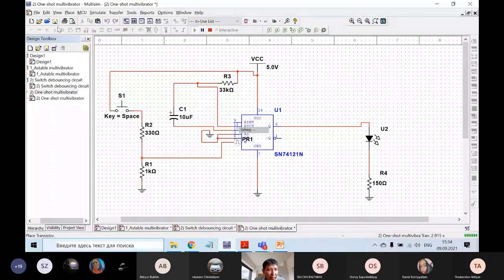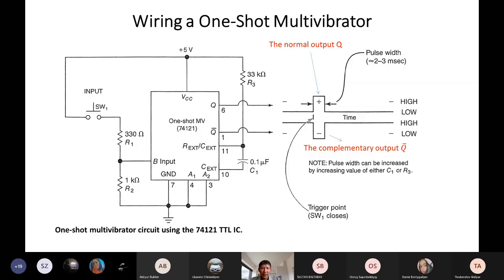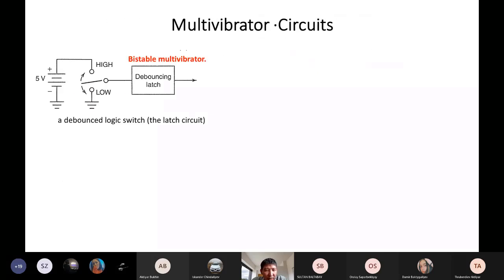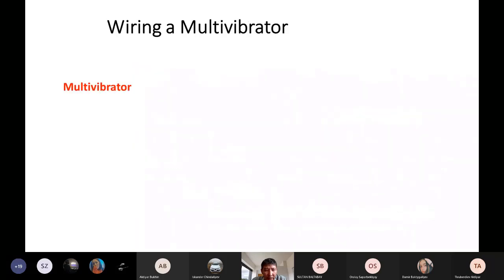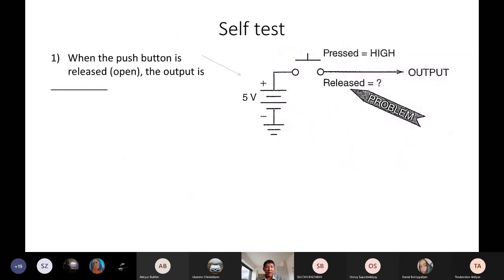So next, let's continue to our slides. Do you have questions for these 3 types of multivibrators? If not, then I will have questions for you. So when the push button is released, open, what's the output? 1, 0, or undefined? 0. It will be 0 if it was connected to the ground, but it is not connected to the ground. Undefined, right, undefined.